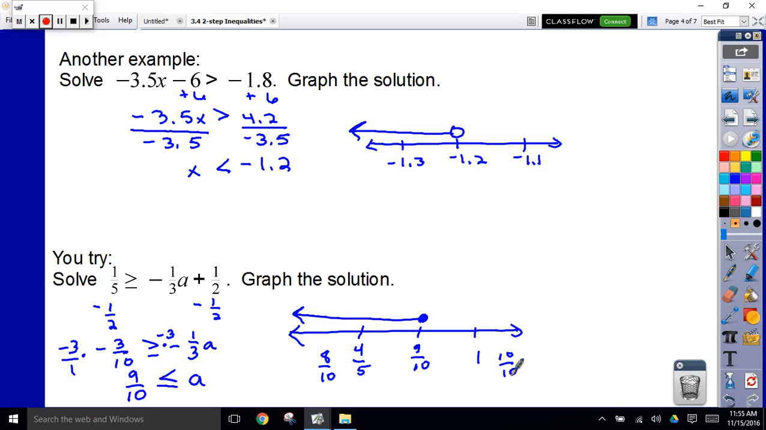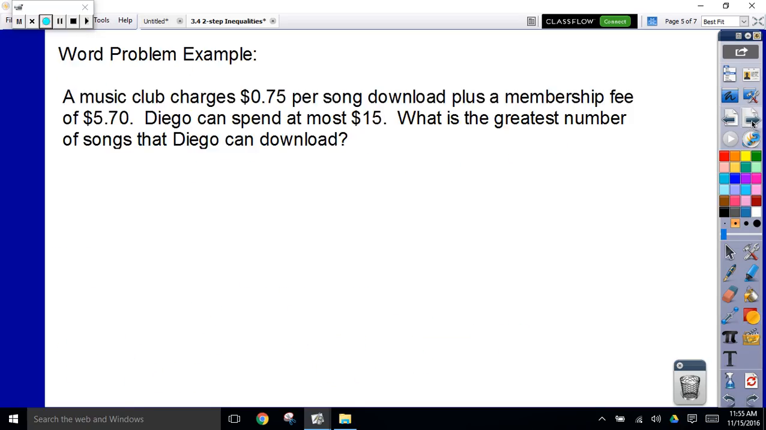Okay. Let's go on. We have some word problem examples now. A music club charges 75 cents per song download plus a membership fee of $5.70. Diego can spend at most $15. What is the greatest number of songs that Diego can download? So first we need to define a variable. What would my variable be? David? S. Okay, S, and what does S stand for? Songs. Let S be the number of songs.